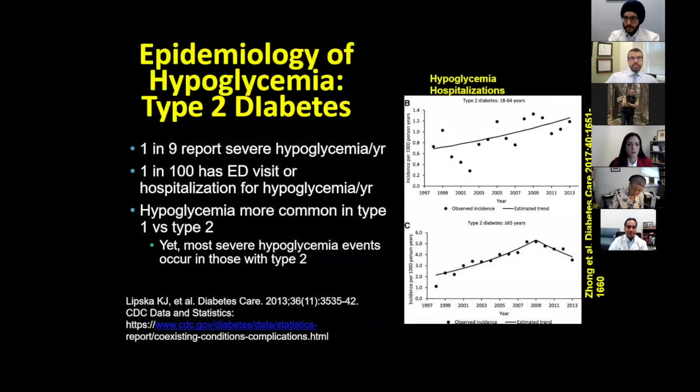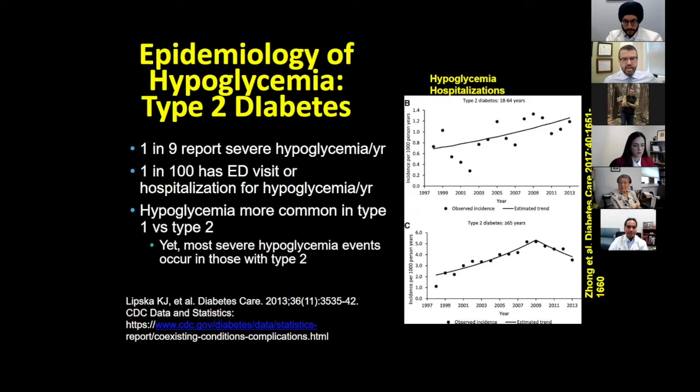How common is this? So if we look in type 2 diabetes, 1 in 9 patients will report 1 severe hypoglycemic episode per year. In terms of how often they will go to the emergency room, about 1 in 100 of those will attend the emergency room of patients with type 2 diabetes. And although it's more common in type 1 versus type 2, because of the prevalence of type 2, the majority of patients that we see attending with hypoglycemia will be type 2.